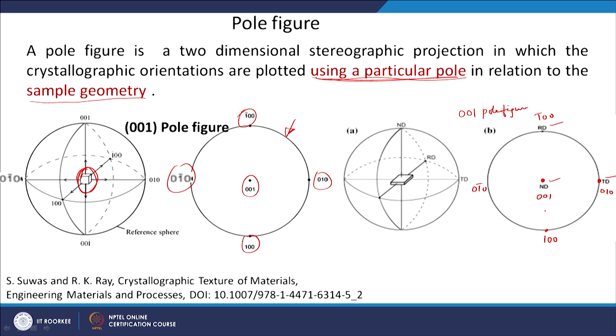So whenever I say pole figure, it is very similar to stereographic projection, only difference is that we are now plotting a sample geometry on the projection. When we were discussing stereographic projection, we were just plotting in terms of north, south, east and west, taking the analogy from the globe. But now we are going to impose the sample geometry on the stereographic projection first. Second thing is that we will be only interested in a particular pole, and only that pole will be visible on the stereographic projection.